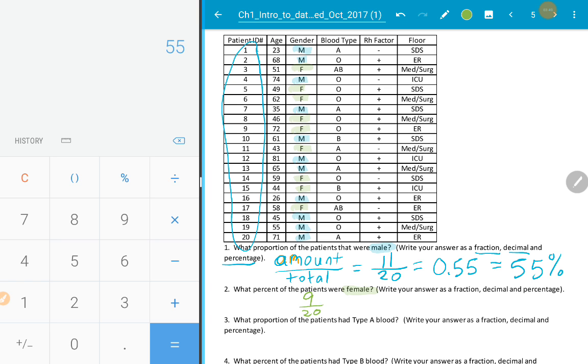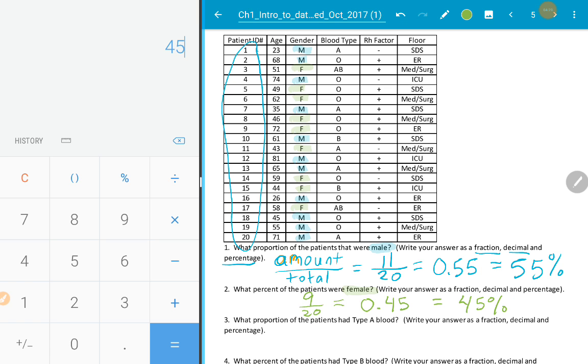So our 9 females out of the 20. The total doesn't change. We already counted 20 for the total. The only number that's changing from the same data set is the numerator. So 9/20 is the proportion of females in this group. Now to change that to a decimal, let's go to the calculator and do 9 divided by 20. My decimal proportion is 0.45. And to convert that to a percentage, I multiply by 100, and I get 45%.